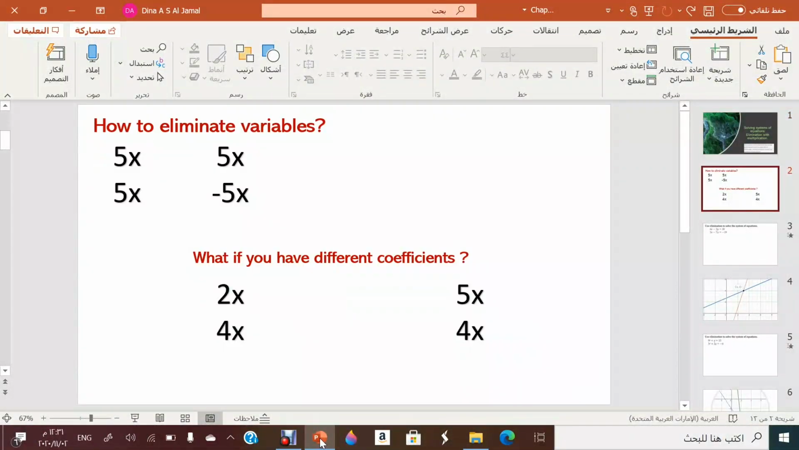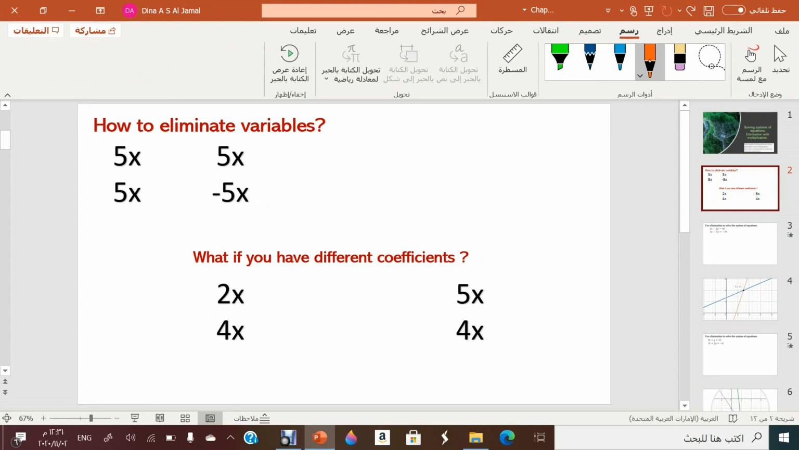So in this video, at the beginning, I would like to again explain how you can eliminate variables in general. To eliminate means to remove or to cancel. Whenever you have the same variable with the same coefficient, to make them zero, you just need to subtract them if they have the same sign. And if they have different signs, you just add them and you will get zero.